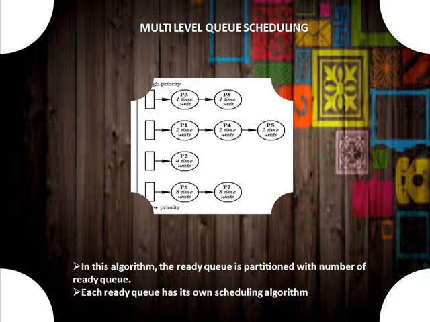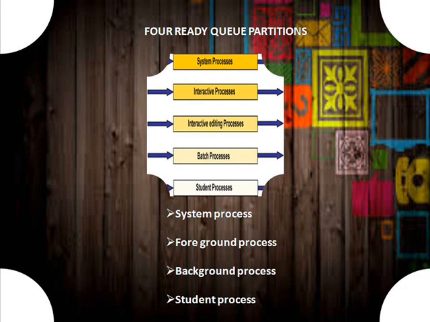Multi-level queue scheduling. In this algorithm, the ready queue is partitioned into a number of ready queues. Each ready queue has its own scheduling algorithm. There are 4 ready queue partitions. The first one is system process, the second one is foreground process, the third one is background process, and the last one is student process.